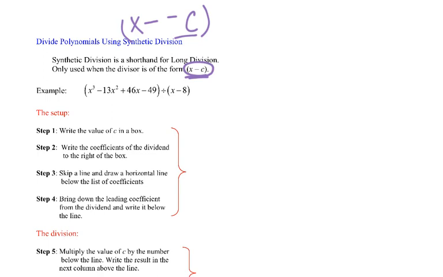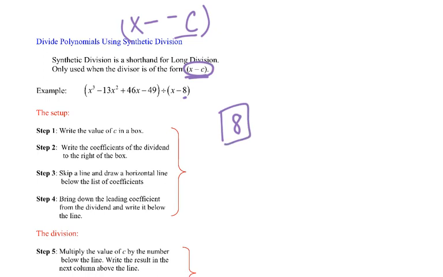X to the third minus 13x squared plus 46x minus 49 is being divided by x minus 8. So our C value is 8. The setup: we're going to write the value of C in a box. So I'm going to take 8 and put it in a box.